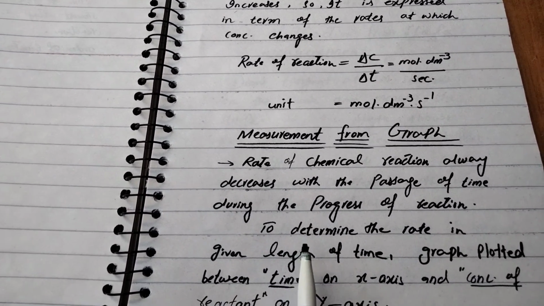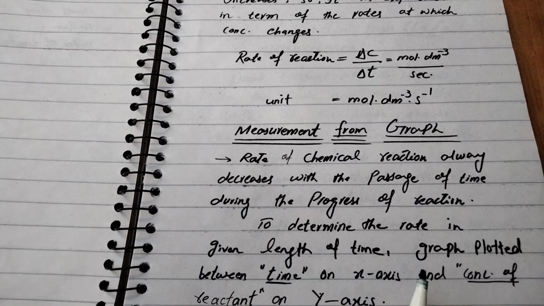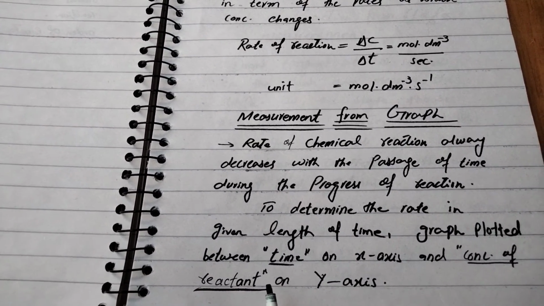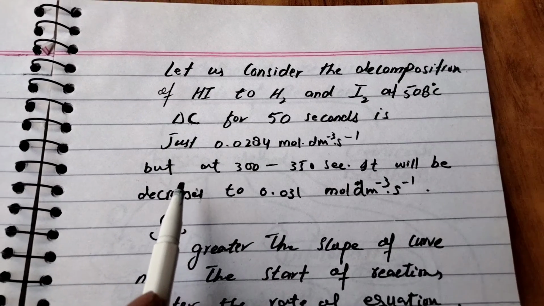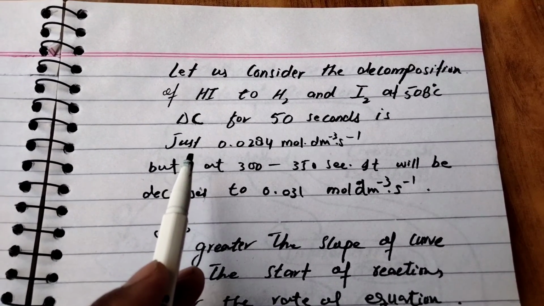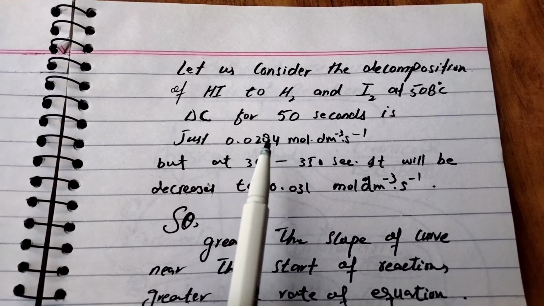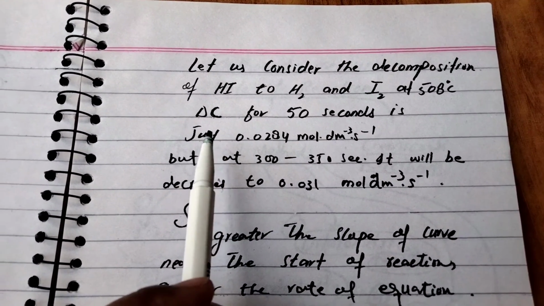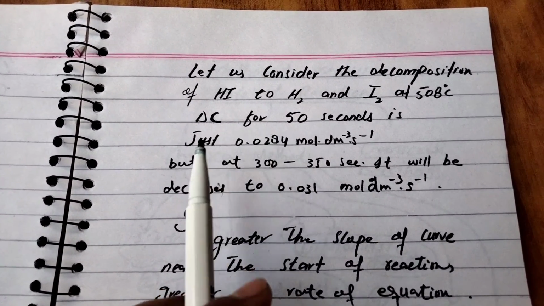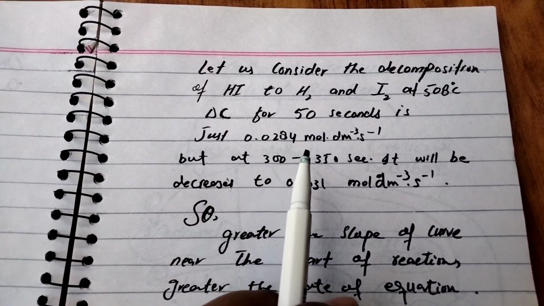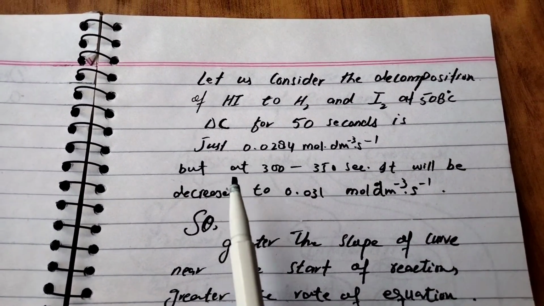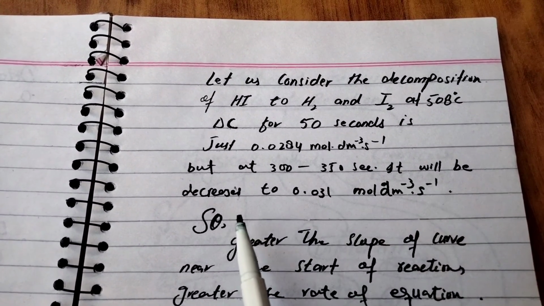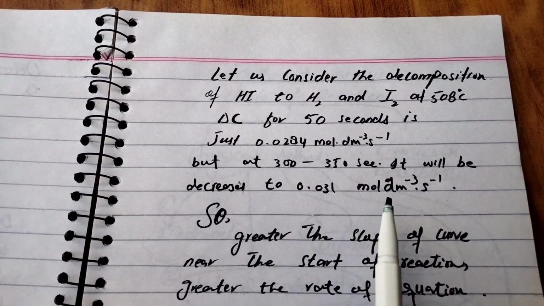To determine the rate, for a given length of time, a graph is plotted between time on x-axis and concentration of the reactant on y-axis. Here is the example. Let's consider the decomposition of hydrogen iodide to hydrogen gas and iodine gas at 508 degrees Celsius. Concentration change for 50 seconds is just 0.0248 moles per decimeter cube per second, but at 300 to 350 seconds it will decrease to 0.031 moles per decimeter cube.